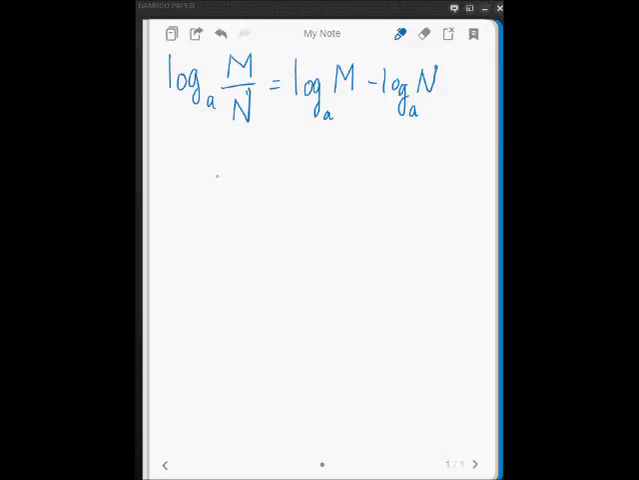So I'm going to prove this rule. Starts the same way. You have to define that this works. So we're going to call capital A is log A of M. That means I can rewrite this as A to that power is equal to M. And then I do the same thing with the second one. So capital B is log A of N, so that we can write A to the B power is equal to N.